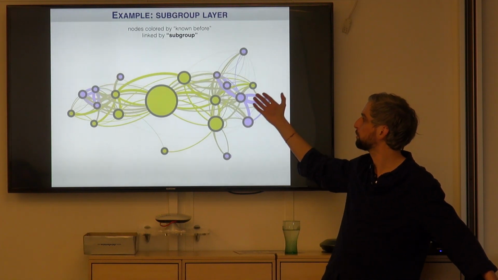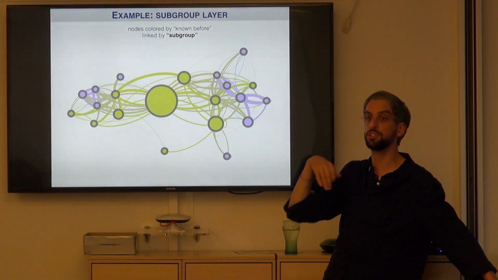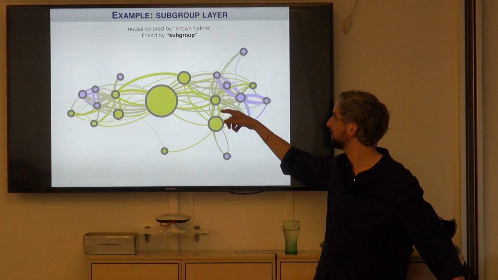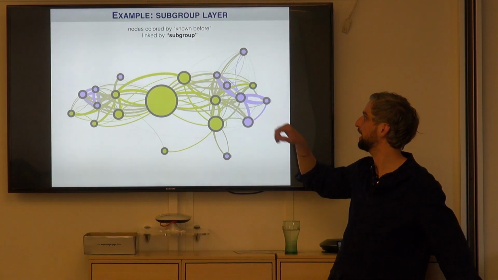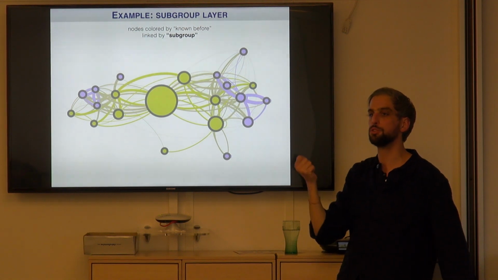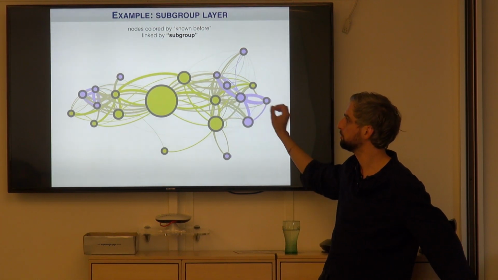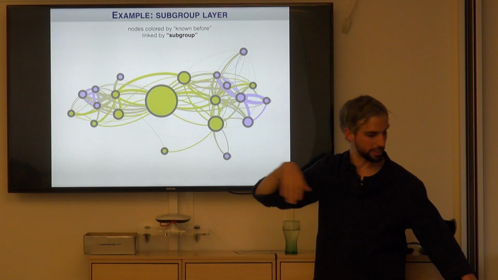That's an example of what we have with one layer, which is who is in your subgroup. We ask people to nominate who's in their subgroup, and the color here shows the two communities of who they knew before. We can see that, for example, subgroups mix people that knew each other before, and that there are people that bridge subgroups.